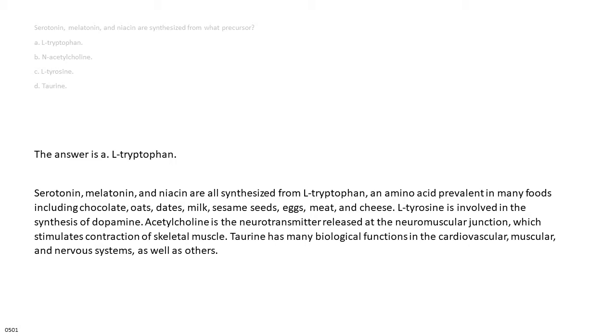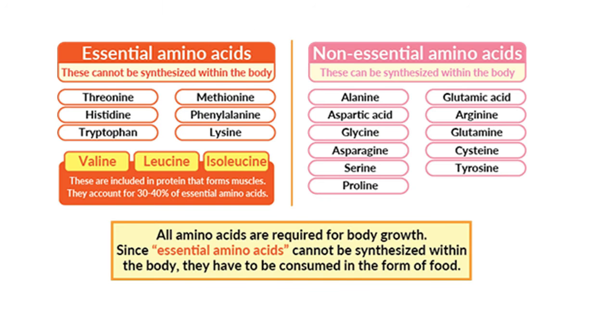L-tyrosine is involved in the synthesis of dopamine. Acetylcholine is the neurotransmitter released at the neuromuscular junction, which stimulates contraction of skeletal muscle. Taurine has many biological functions in the cardiovascular, muscular, and nervous systems, as well as others.